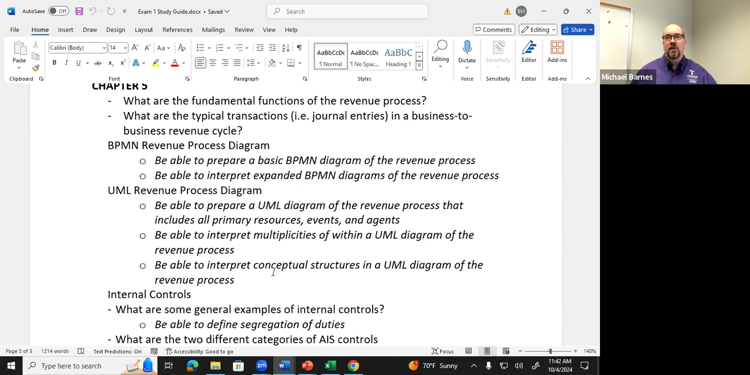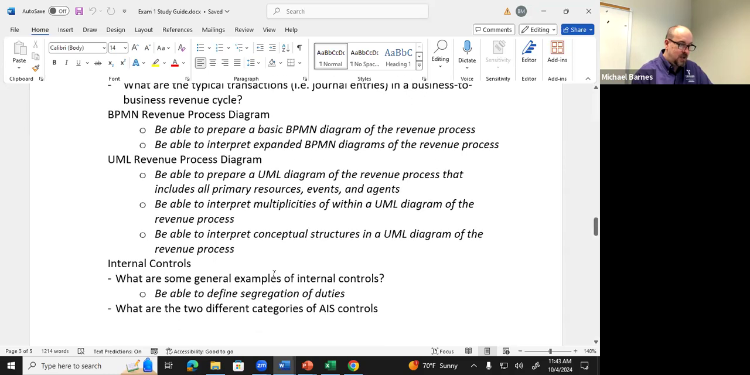Also, please make a note of this, is that you do need to know transaction recognition points that relate to the diagram. So for example, if I ask you at what point in the revenue process do we recognize revenue? You need to know which of those activities that you put in the diagram is the point that we recognize revenue. And just for context, that's when we ship the goods to the customer. So, all right.